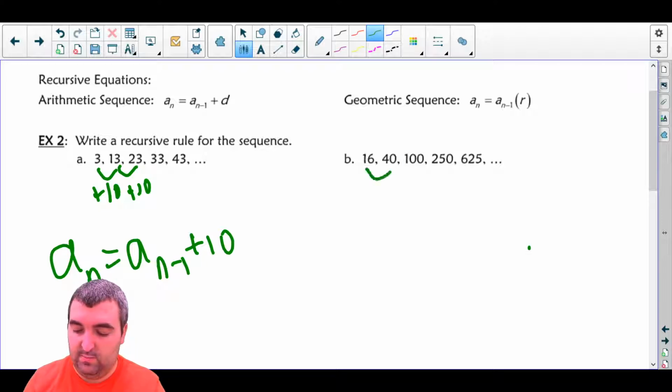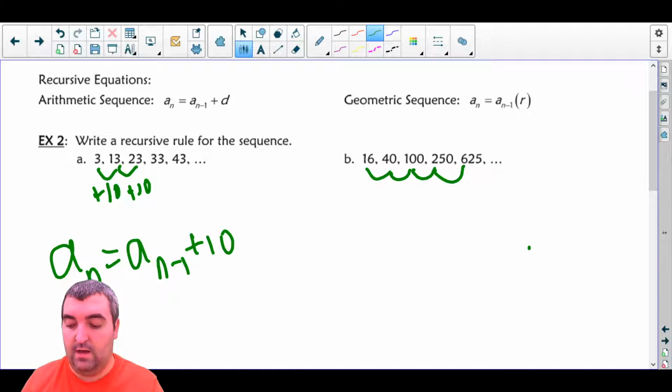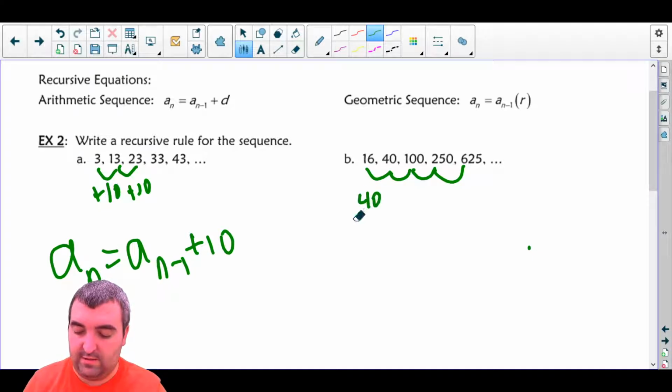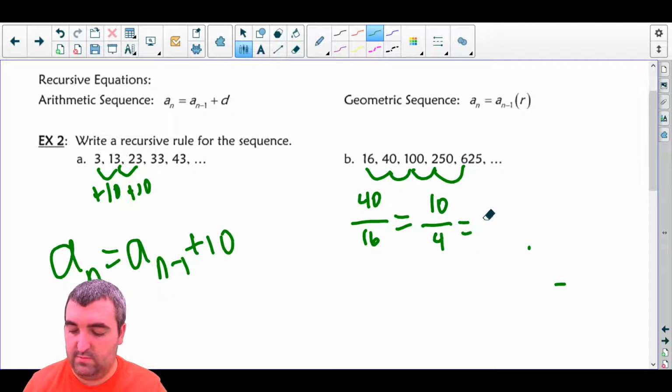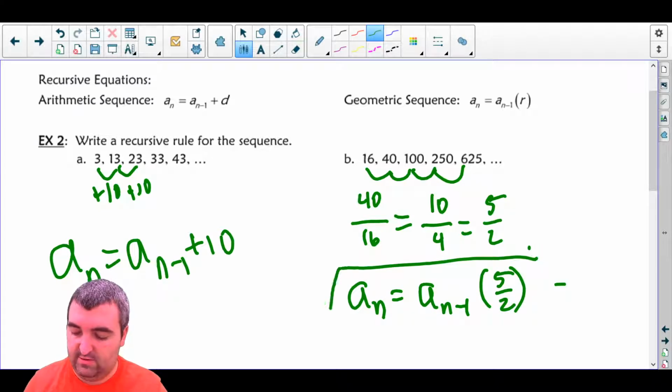This one, when we look at it, we end up doing some multiplication, and if we think about it, if we're not sure, we can just kind of do 40 divided by 16. So what? We'd get divided by 4, 10/4, which we could have divided by 8, would be 5/2. So we're multiplying by 5/2 every time. So I'm going to say a sub n equals the previous term times 5/2, and there's our rule.